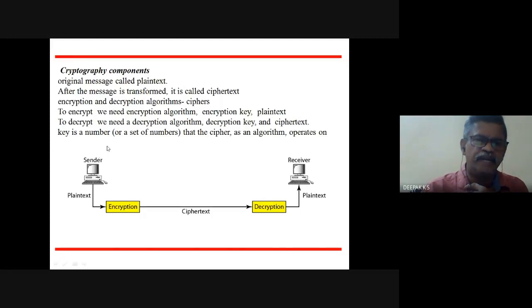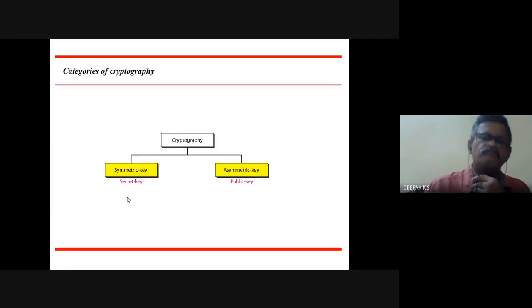Now a key is a number or set of numbers that the cipher, as an algorithm, operates on. This algorithm is called a cipher. So if this operates on some set of numbers, it is called the key. So we have a symmetric key and asymmetric key. Here it's written secret key, here it's public.